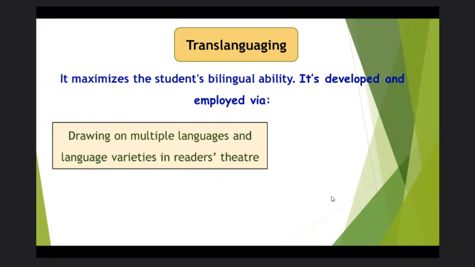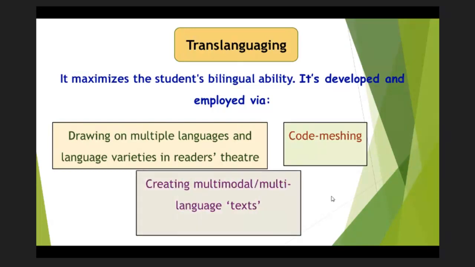The first way is that we can draw on multiple languages and language varieties in readers' theaters. In particular, teachers can use English for their instruction and another language for students' discussion. It means that we use more than one language. The next way is code meshing. It means that you use more than one written code in your written text. And next, we can create multimodal or multilanguage texts in the classroom.